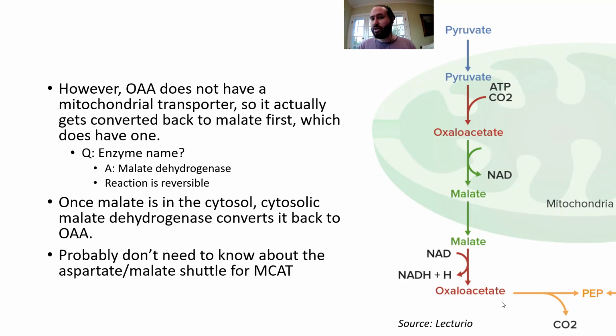And again, probably don't need to know about this shuttle, but I like to ask questions about how such and such happens. We know one of these things happens in the mitochondria. We know other steps of gluconeogenesis happen in the cytosol. So how do we get from mitochondria to cytosol? And this answers that question. Questions before we move on here.